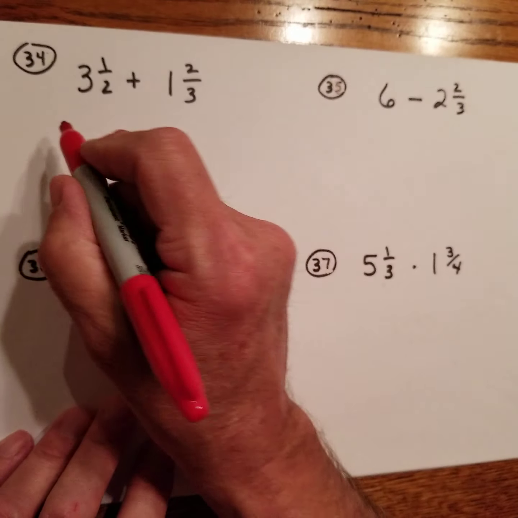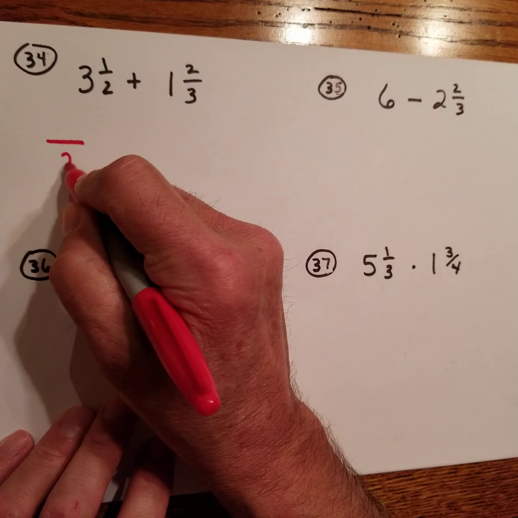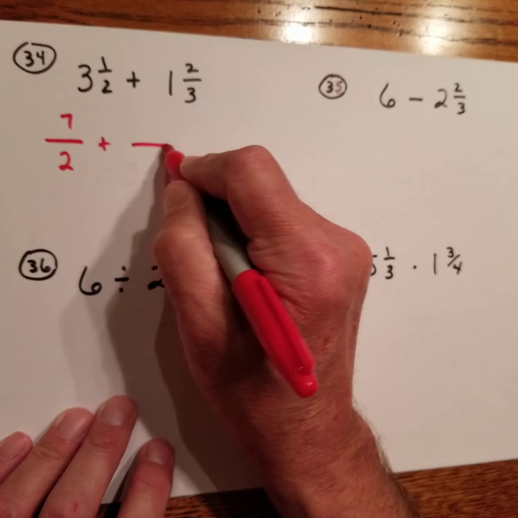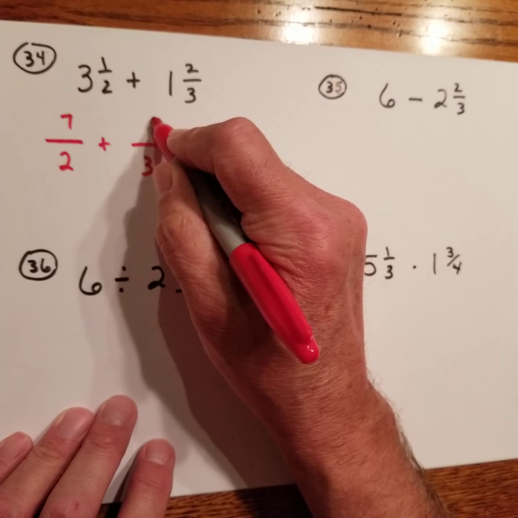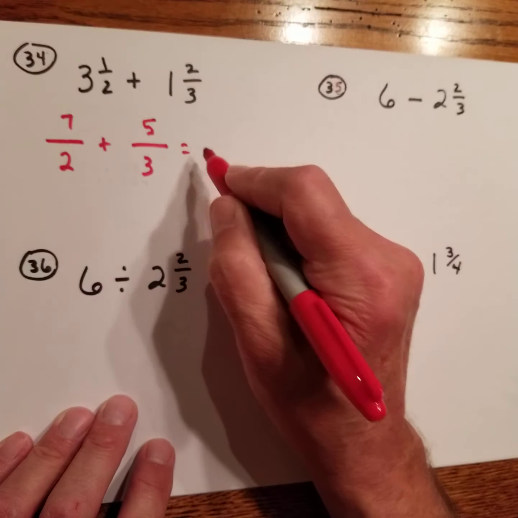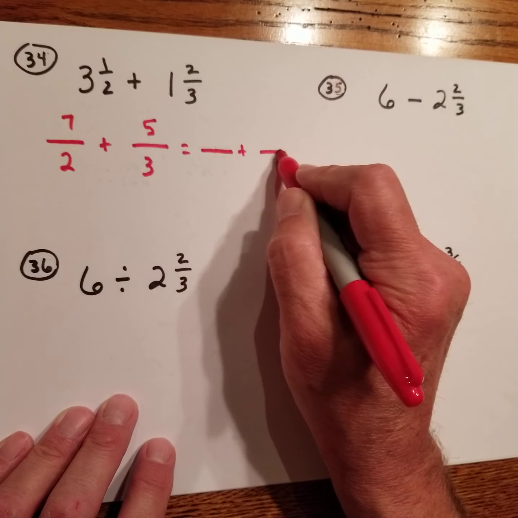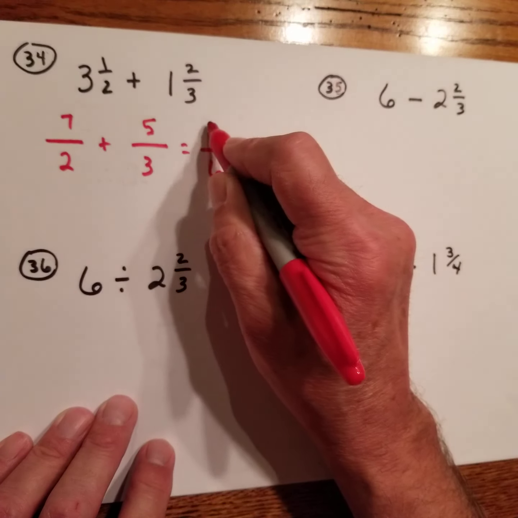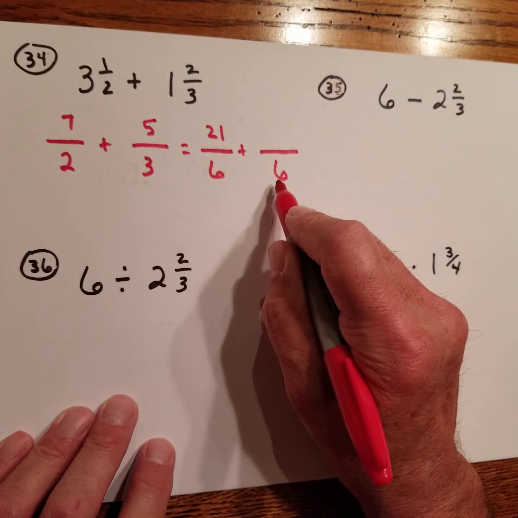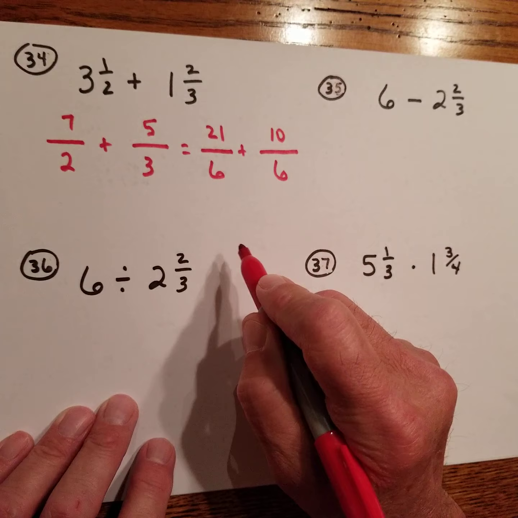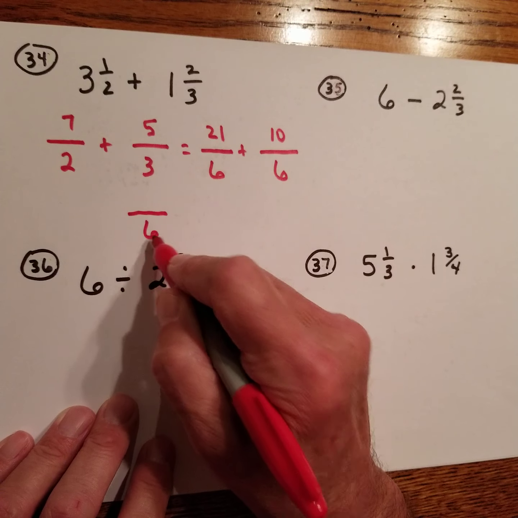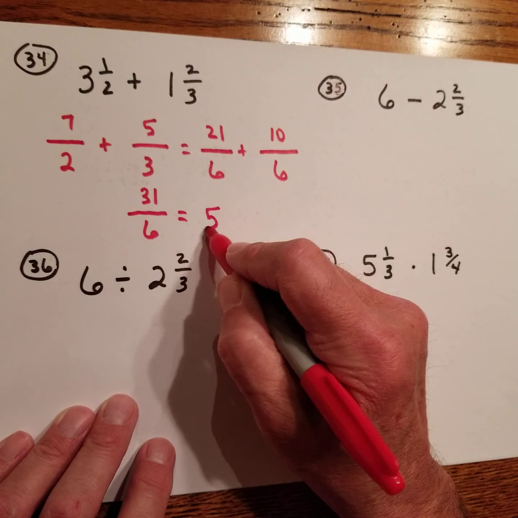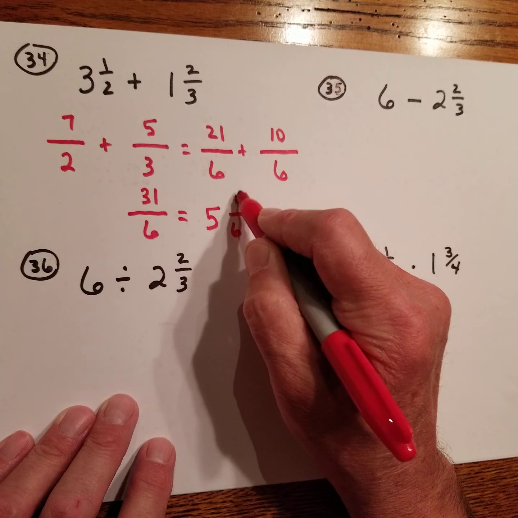Let's change 34 all into improper fractions. 6 plus 1 is 7. 3 plus 2 is 5. Now common denominators. Here multiply by 3. Here multiply by 2. Now add the numerators and change that answer back into a mixed number.